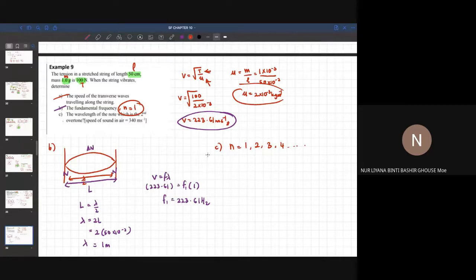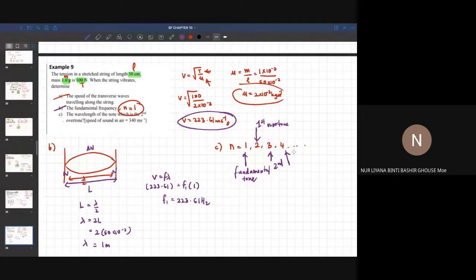1, 2, 3. Okay, kebanyakan jawab 3 tapi ada juga yang jawab 2. Let's see together. Bila n equals to 1, yang ini adalah fundamental tone. Bila n equals to 2, this one is the first overtone. Bila n equals to 3, second overtone, third overtone and so on.